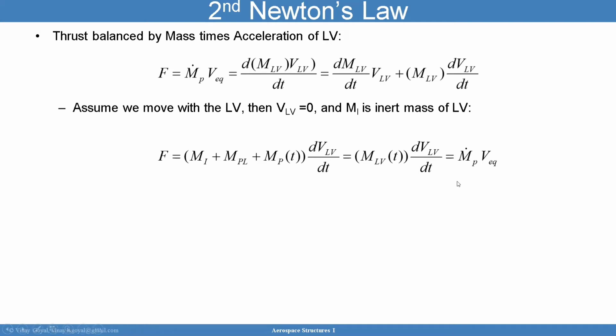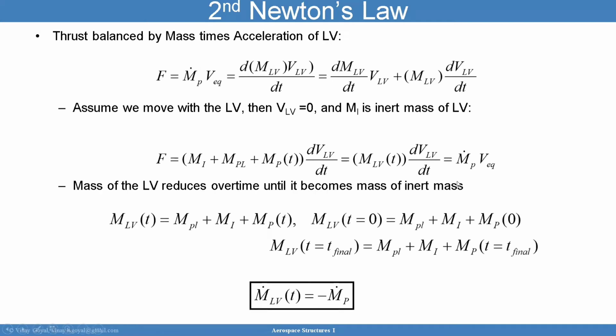And so now I want to continue working on this because there's something going on that's quite interesting. I can now study the mass of the launch vehicle. And I know it reduces over time because as I am ascending to space, the propellant mass is getting used. This m_p is getting used, so it will get expended fully until it becomes the inert mass.